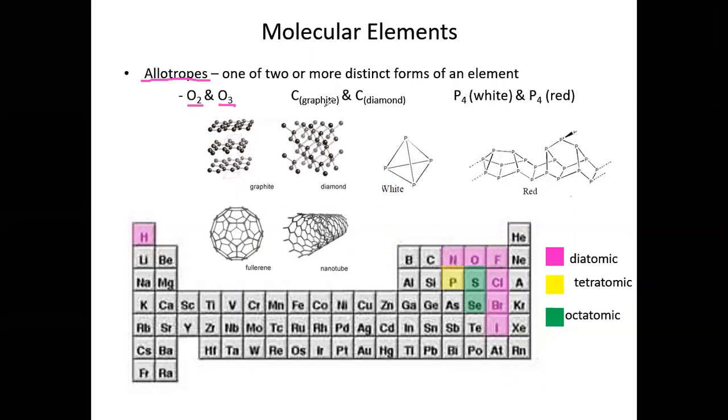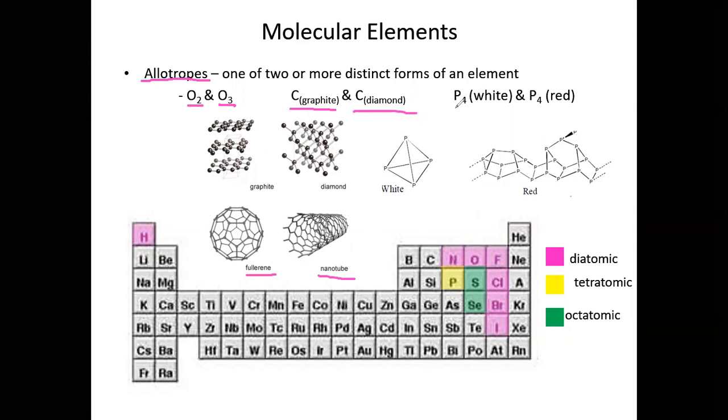Carbon has a bunch of different types of allotropes. So carbon graphite and carbon diamond. You can see the different types of structures. Carbon graphite is planar, which has formed sheets. Diamond is an intricate three-dimensional network. There are also fullerenes, which is a big C60 ball, or carbon nanotubes. These are all different forms of carbon.